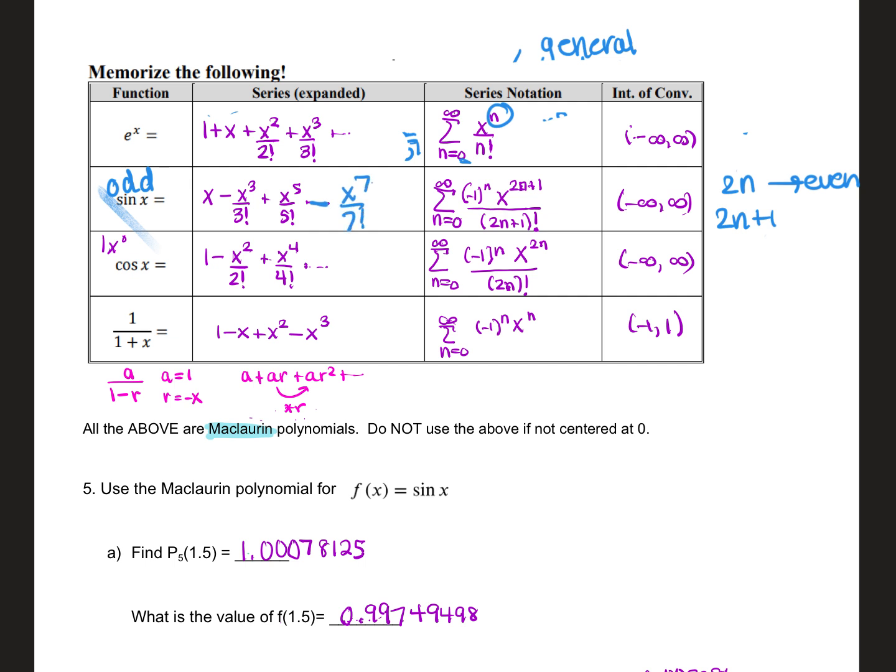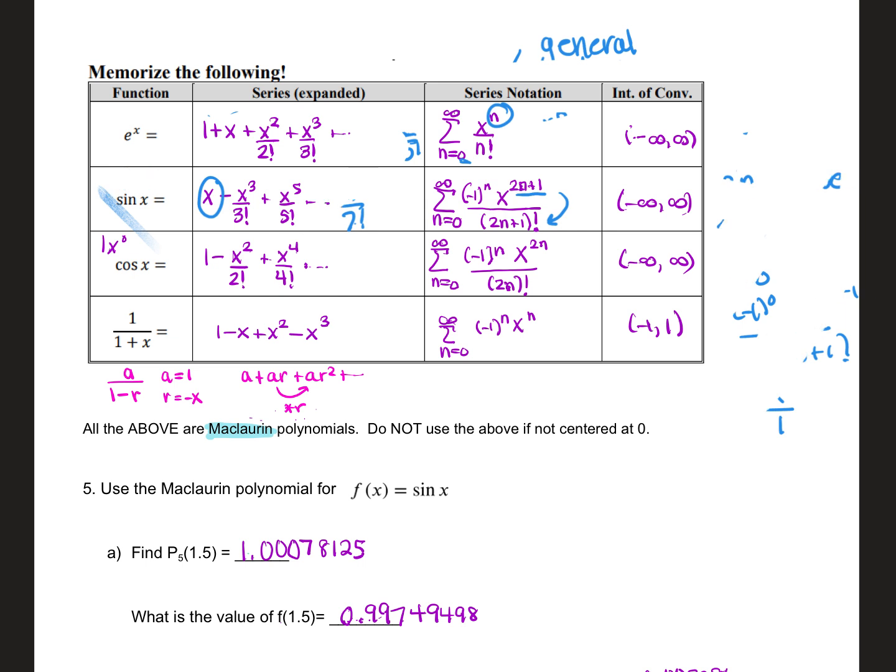Again, whatever's at the top is on the bottom. So I force my power to be odd. There's my factorial, and there's my alternating. And again, you can go through and check it. If n is equal to 0, you get negative 1 to the 0, x to the 2 times 0 plus 1, all over 2 times 0 plus 1 factorial. That's going to leave you with x over 1 right here. If you plug in 1, you're now going to get negative x cubed over 3 factorial.